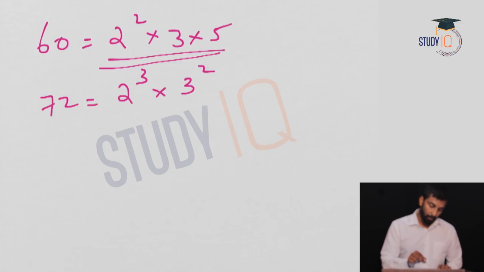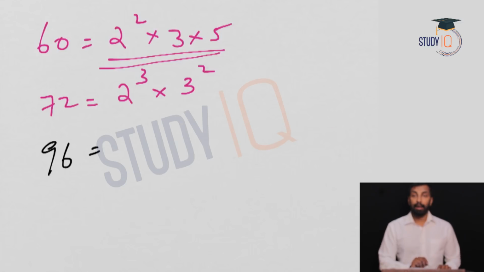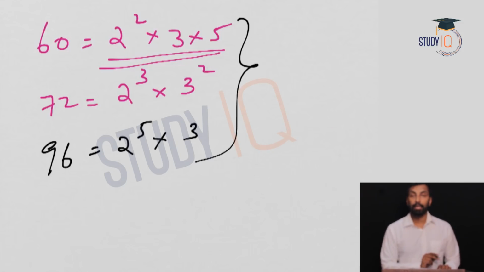So if I give you one more number, what about 96? 96 is actually 32 into 3. So 32 means 2 raised to 5 into 3. So that's how you'll prime factorize those three numbers. Now let's move on to the concept of LCM. How will you find LCM?